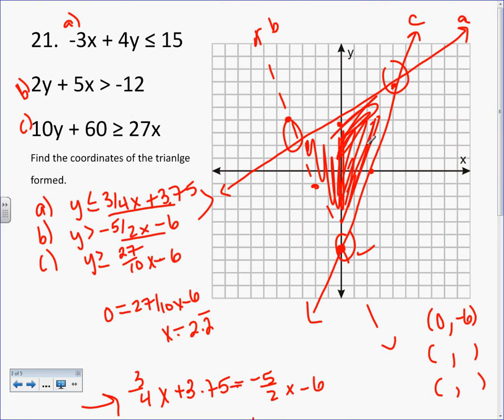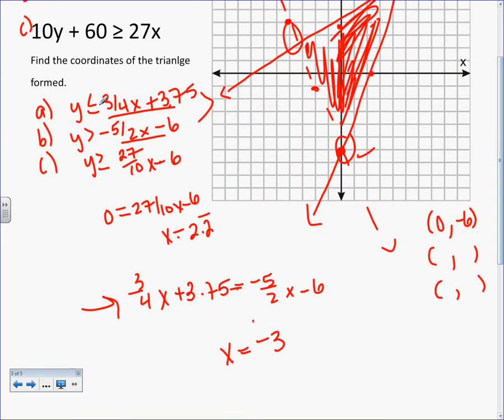But I'm working with A and B. What do you guys want to plug it into? A or B? I heard both. Doesn't matter. Plug it in wherever you want. I'm going to plug it into B. So y equals negative 5/2 x minus 6. And what do you get for y? 1.5. So one of our answers is -3, comma 1.5.